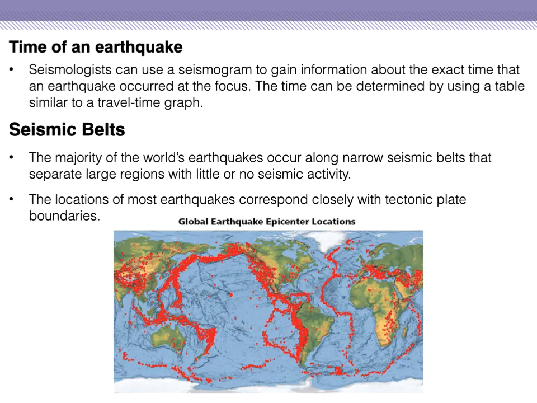Seismologists can use a seismogram to gain information about the exact time that an earthquake occurs at the focus. The time can then be determined using a table similar to a travel time graph. The majority of the world's earthquakes occur along narrow seismic belts that separate large regions with little or no seismic activity. The locations of most earthquakes correspond closely to that of the tectonic plate boundaries.